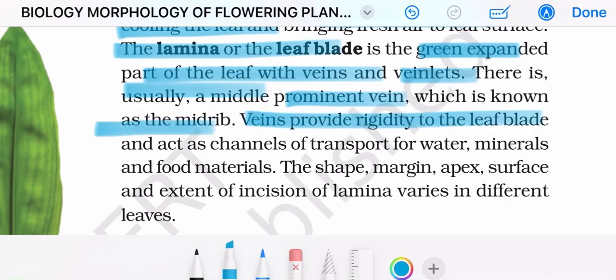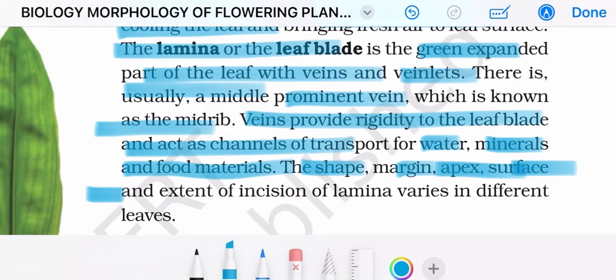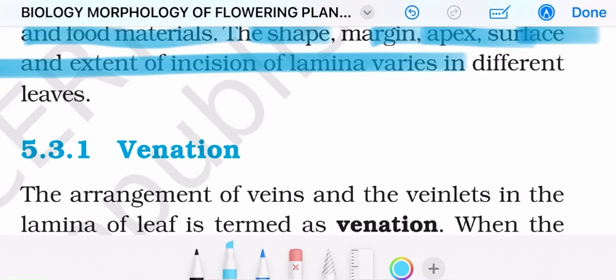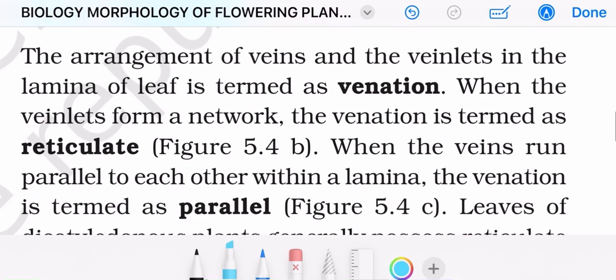Veins provide rigidity to the leaf blade and act as channels of transport for water, minerals and food material. The shape, margin, apex, surface and extent of incision of lamina vary in different leaves. Venation. The arrangement of veins and veinlets in the lamina of the leaf is termed as venation.